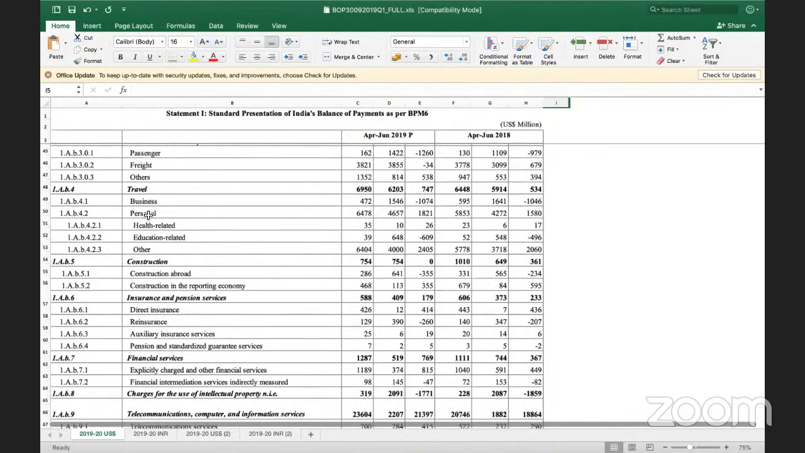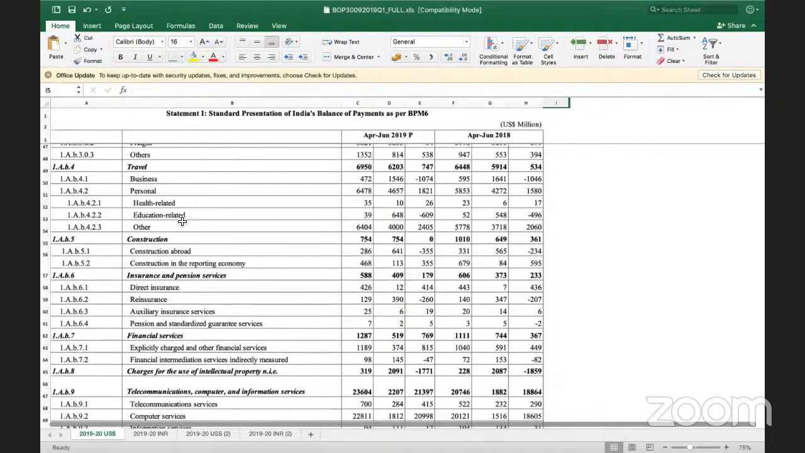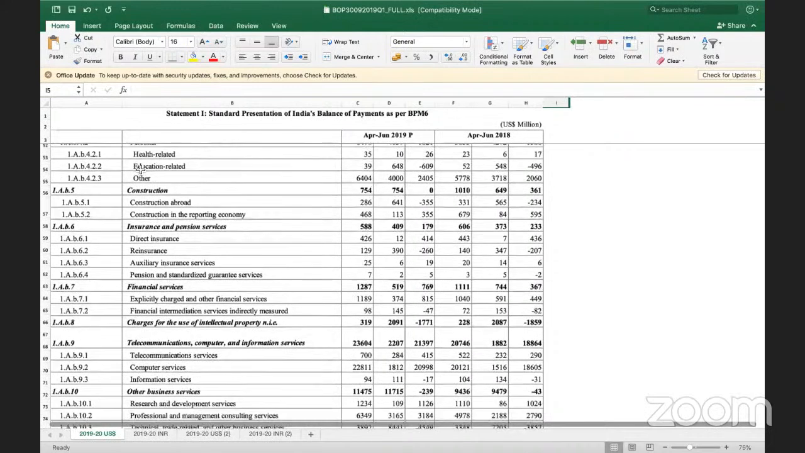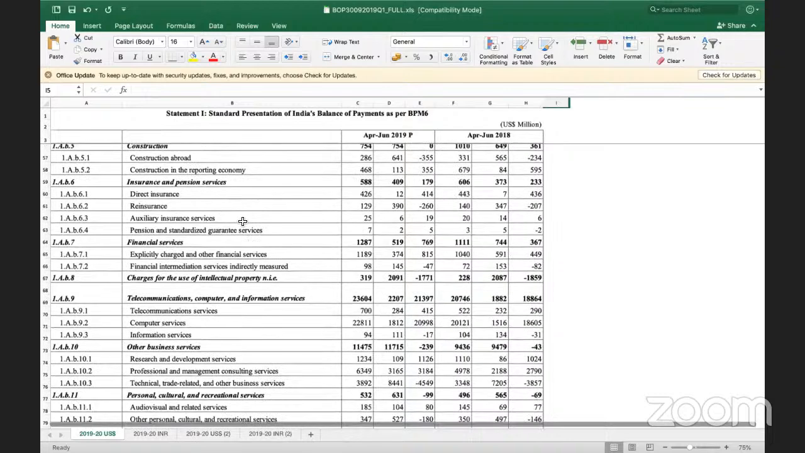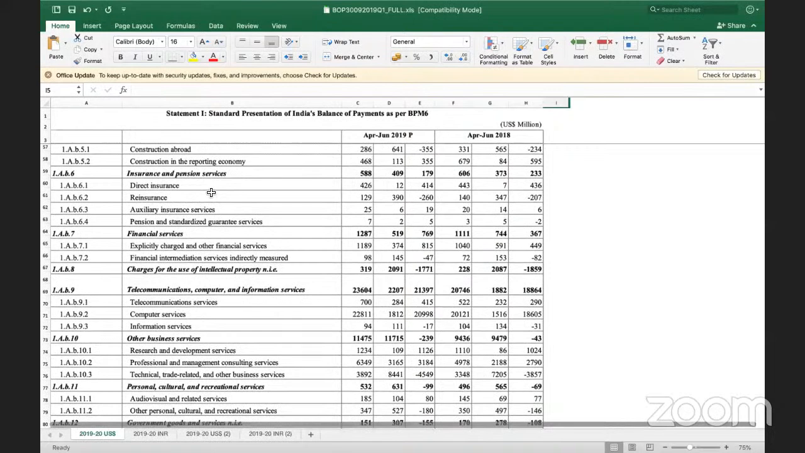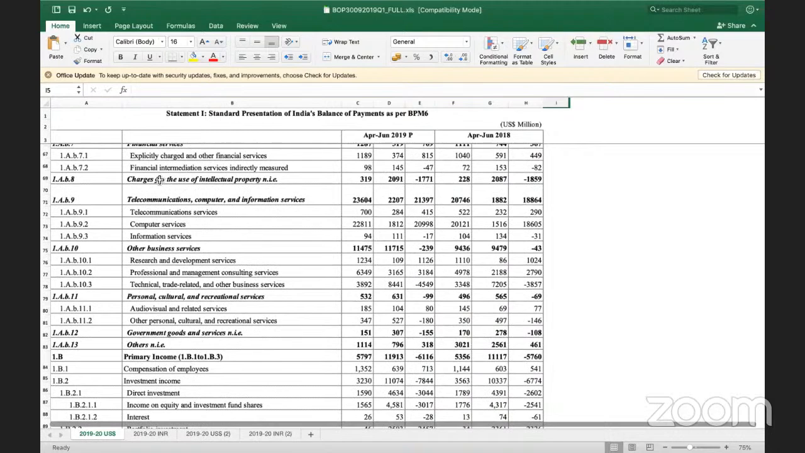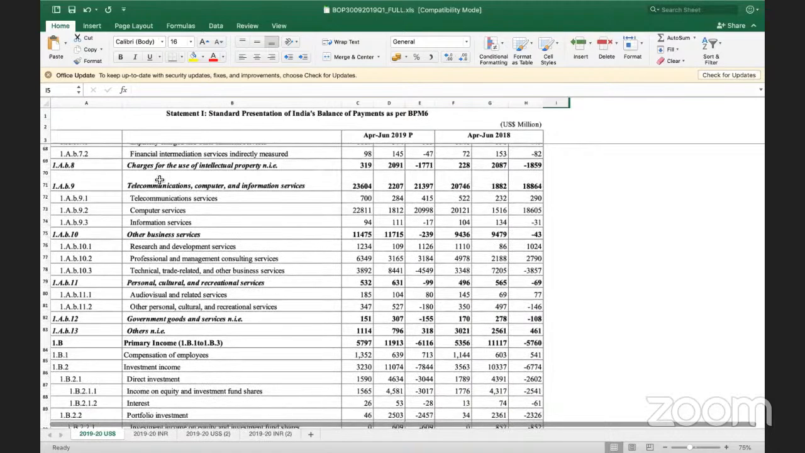Travel, like business travel, personal travel, and all educational related travel. Then construction abroad, construction in the reporting country. Then you have insurance and pension services. Some foreign countries' insurance companies may come here, and our companies may be entering into MOUs. These are all services.